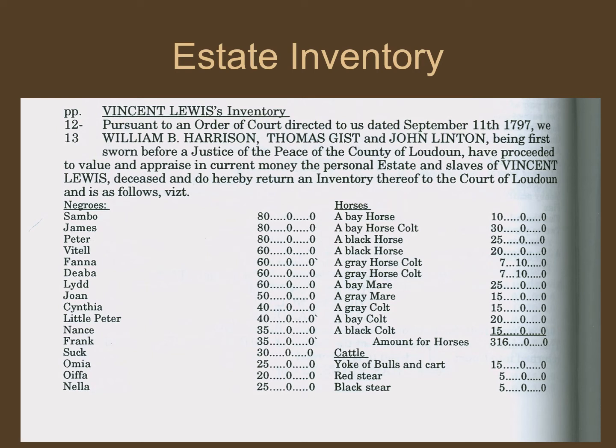The next step in the process would be for the court to appoint 3 disinterested men to appraise the personal estate, including slaves, livestock, tools, and household goods. Here's an inventory from 1797, which still uses the British monetary system. The slaves are identified by name. Some inventories may give their ages and relationships. The value given an enslaved person may provide a clue to their approximate age.